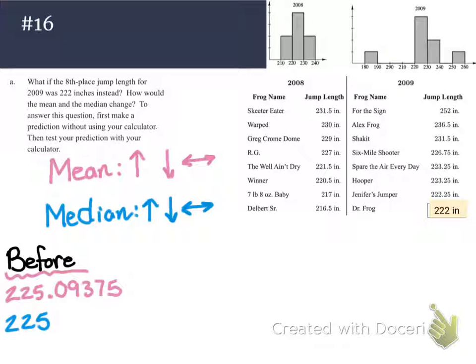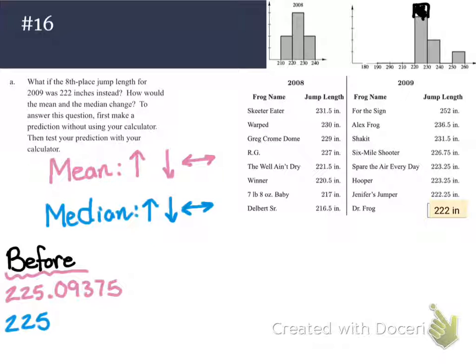So I wanted to first see what my histogram would look like. This number no longer exists, and now I'm adding 225 to my histogram. So I'd find the 220 to 230 bin, and I'm going to increase the frequency by 1. Cool. So that's what it would look like.